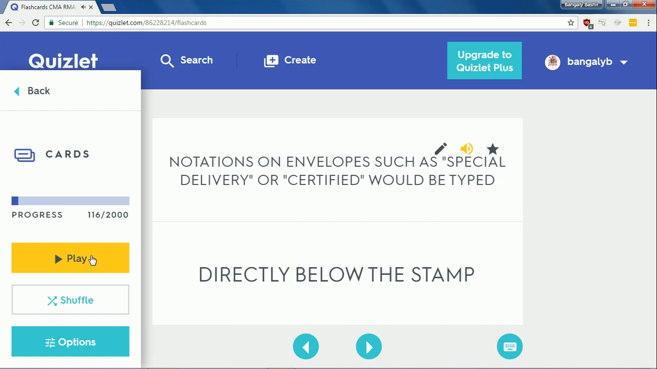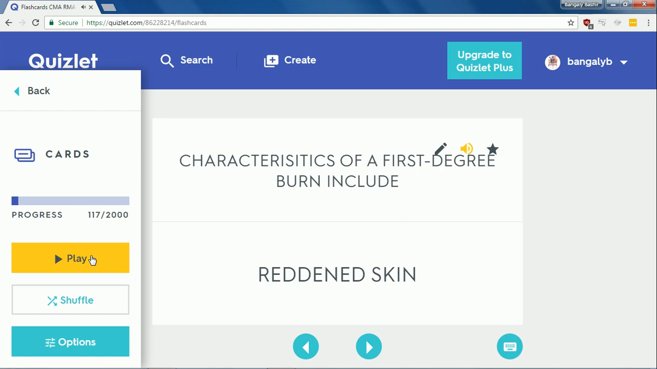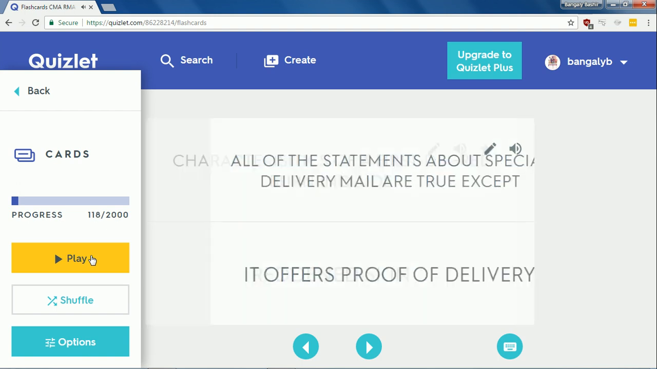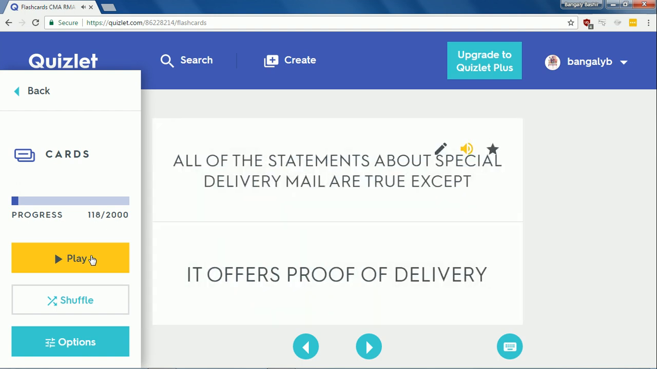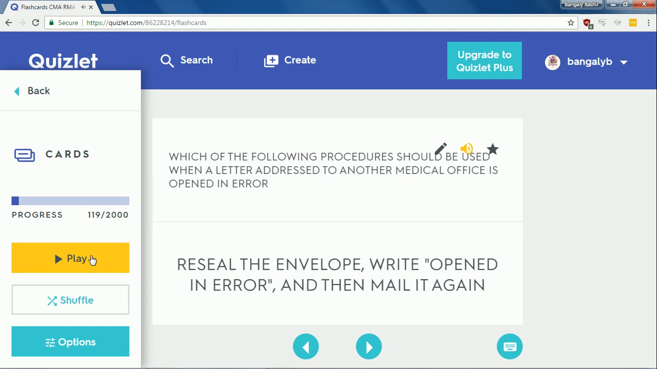Notations on envelopes such as special delivery or certified would be typed directly below the stamp. Characteristics of a first-degree burn include reddened skin. All of the statements about special delivery mail are true except it offers proof of delivery. Which of the following procedures should be used when a letter addressed to another medical office is opened in error? Reseal the envelope, write opened in error, and then mail it again.